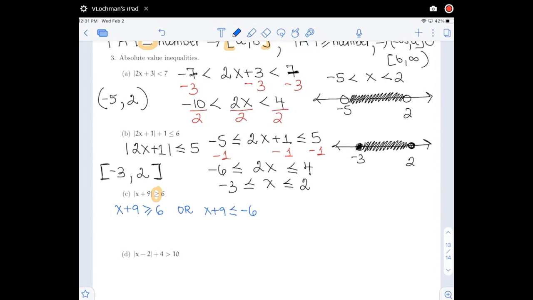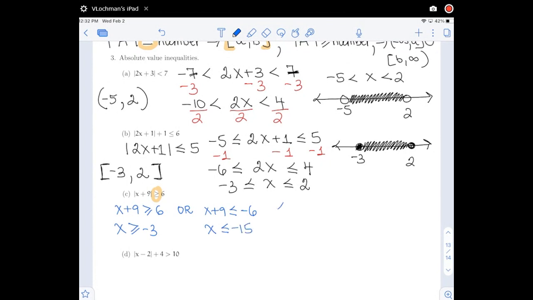Notice I do not put them in one line because it's not going to work. You're going to see that you're going to get these infinite intervals. So from here, x is greater than or equal to what? 6 minus 9, that's negative 3. Over here, x is less than or equal to negative 15, right?